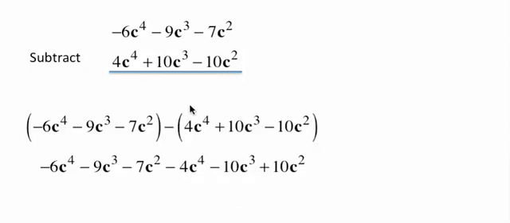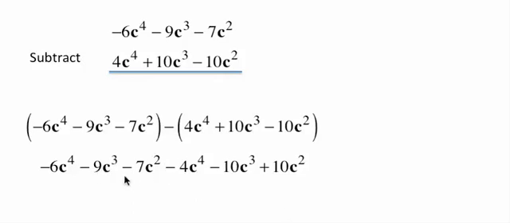So this negative comes in, changes this to a negative 4c to the 4, comes in and changes this to a negative 10c to the 3, comes in and changes the negative 10c to the 2 to a positive 10c to the 2, okay? In front of the first bracket, there's nothing. You can think of it as just a positive, so it doesn't change any of the signs, okay?